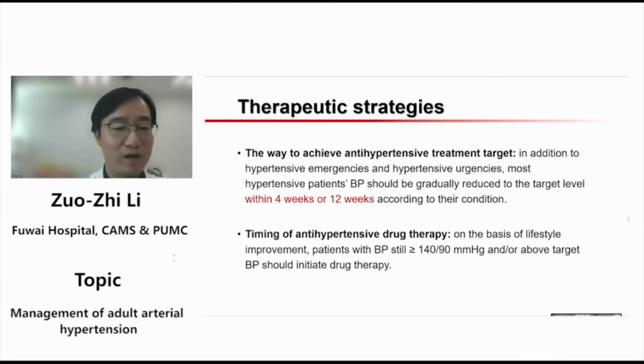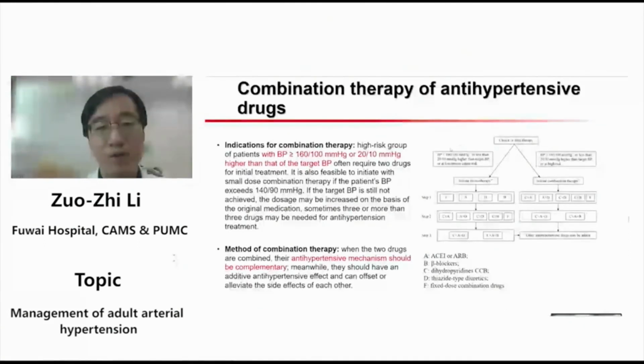And also the timing of hypertensive drug therapy is important. In patients with a blood pressure below 160 over 100 millimeters of mercury, or who have lower blood pressure according to their target BP, or at low to medium risk, then monotherapy could be beneficial, or they could also choose to use low dose combination therapy. All 5 types of antihypertensive drugs can be used.